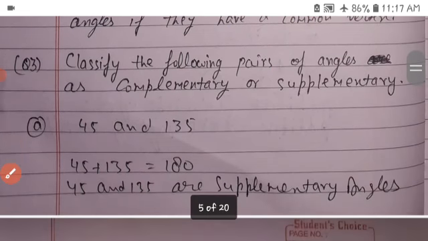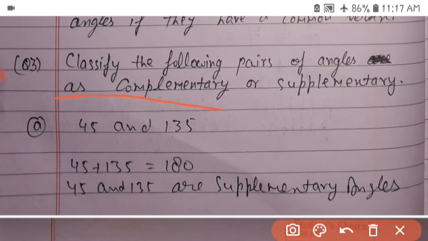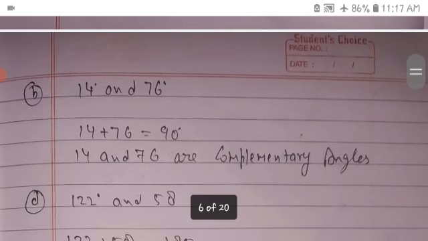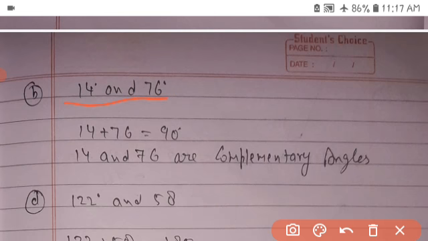Classify the pair of angles as complementary or supplementary. 45 and 135. The sum 45 plus 135 is equal to 180 degrees, so these are supplementary angles. 14 degrees and 76 degrees. 14 plus 76 is equal to 90, so these are complementary angles.